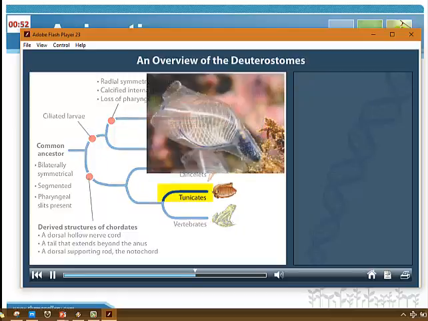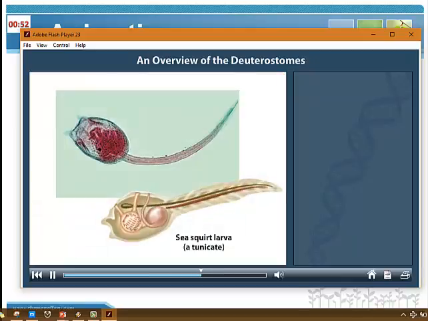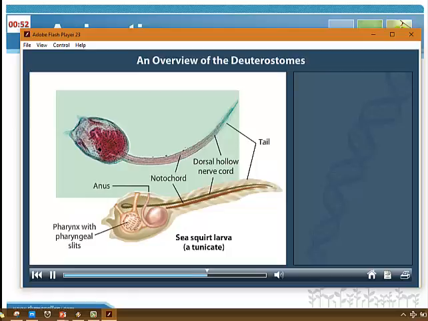A sea squirt is a marine filter feeder in the group of tunicates. Tunicates lose their notochord as they develop into adults, but their larval forms display all the chordate features: a notochord, a dorsal hollow nerve cord, and a tail that extends beyond the anus. You can also observe the pharyngeal slits that mark tunicates as members of the deuterostome group. In tunicates and lancelets, the pharynx, with its slits, functions as a straining device to filter small food particles.